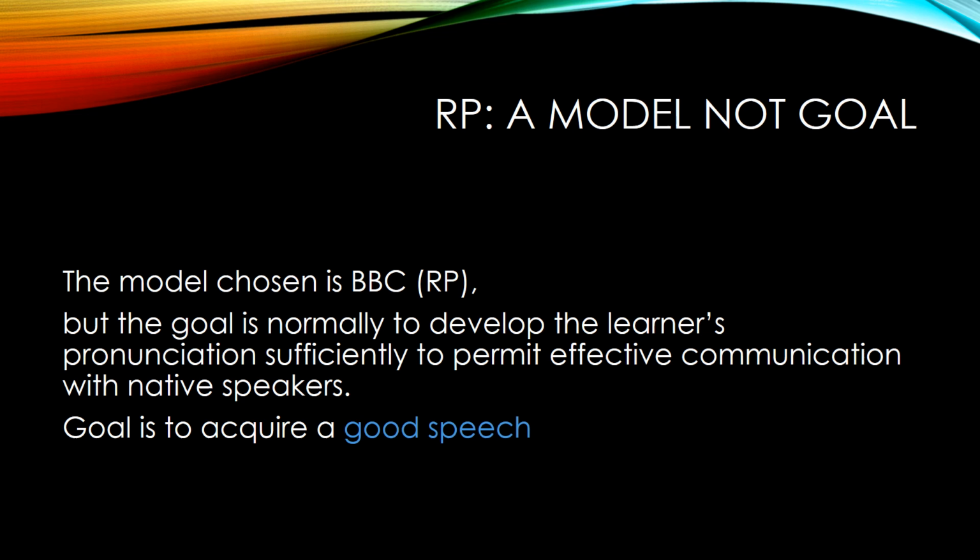So it is the point that RP is a model, not a goal. The model chosen is BBC, but the goal is normally to develop the learner's pronunciation sufficiently to permit effective communication with native speakers. The goal is to acquire good speech. So when you imitate RP or when you acquire RP, it doesn't mean that it is your goal. Rather, it is a model. Your goal is to get good speech, and it may be RP and it may deviate from it.